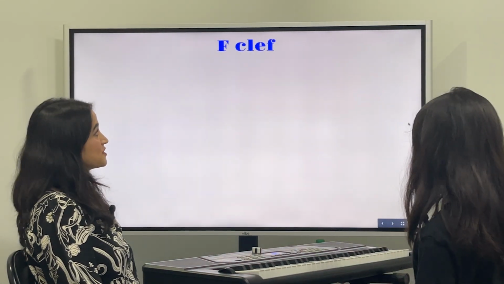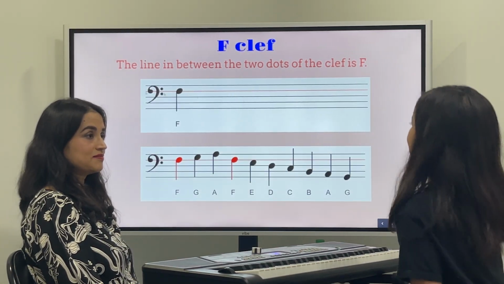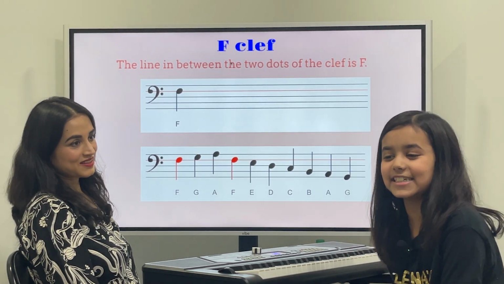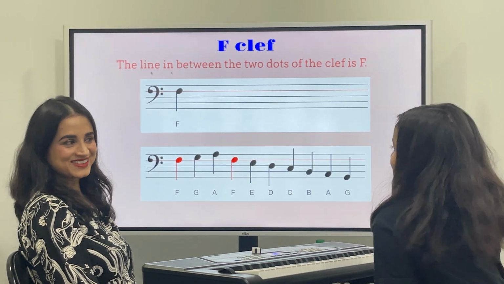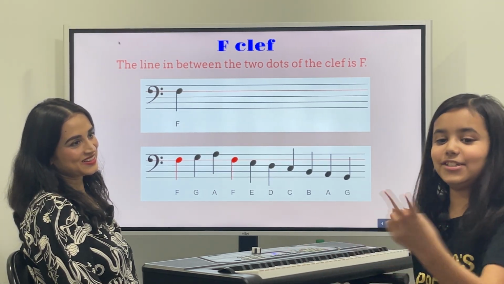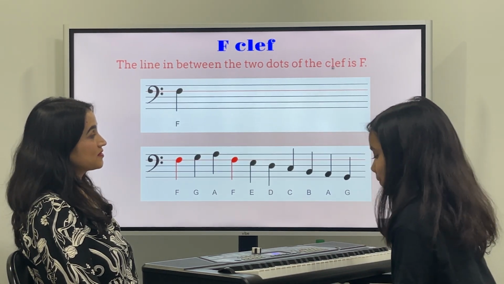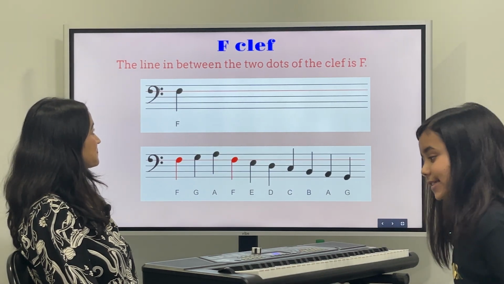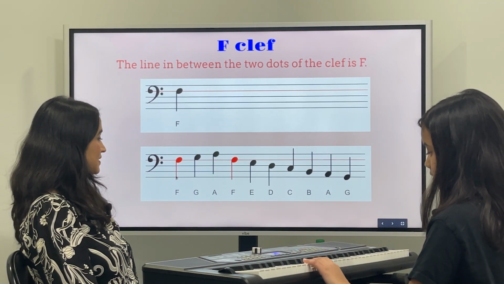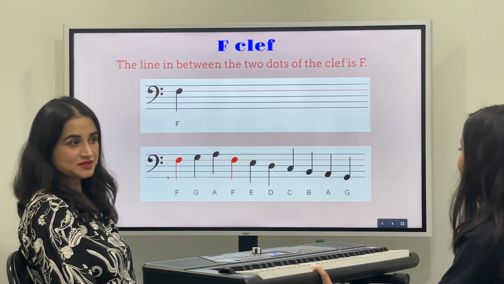So we need to practice more, Lina, right? So F clef now. We saw G clef, now F. Well, we didn't see an A clef. There is no such thing as an A clef, because nothing starts at A. There are only two clefs, not three. The line between the two dots of the bass clef is F. Oh, I have to go down. As you notice here, they are the sign of the notes.